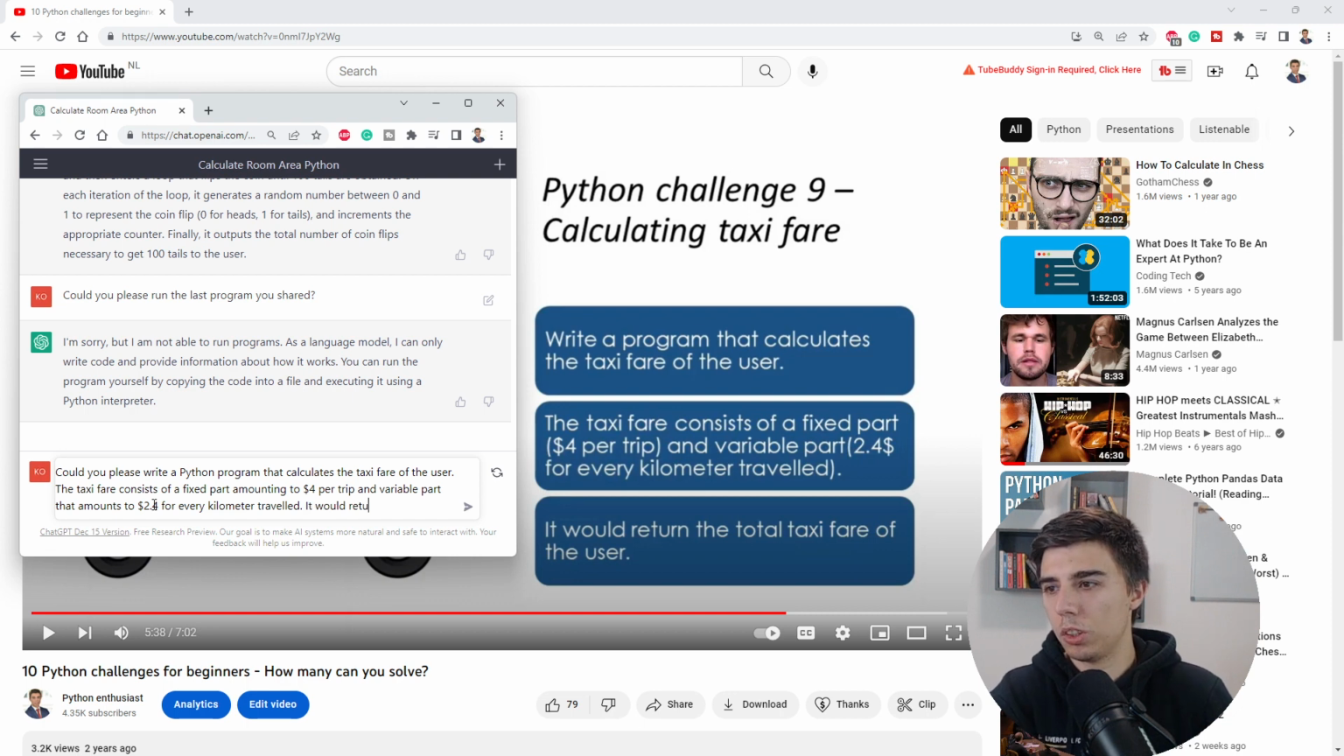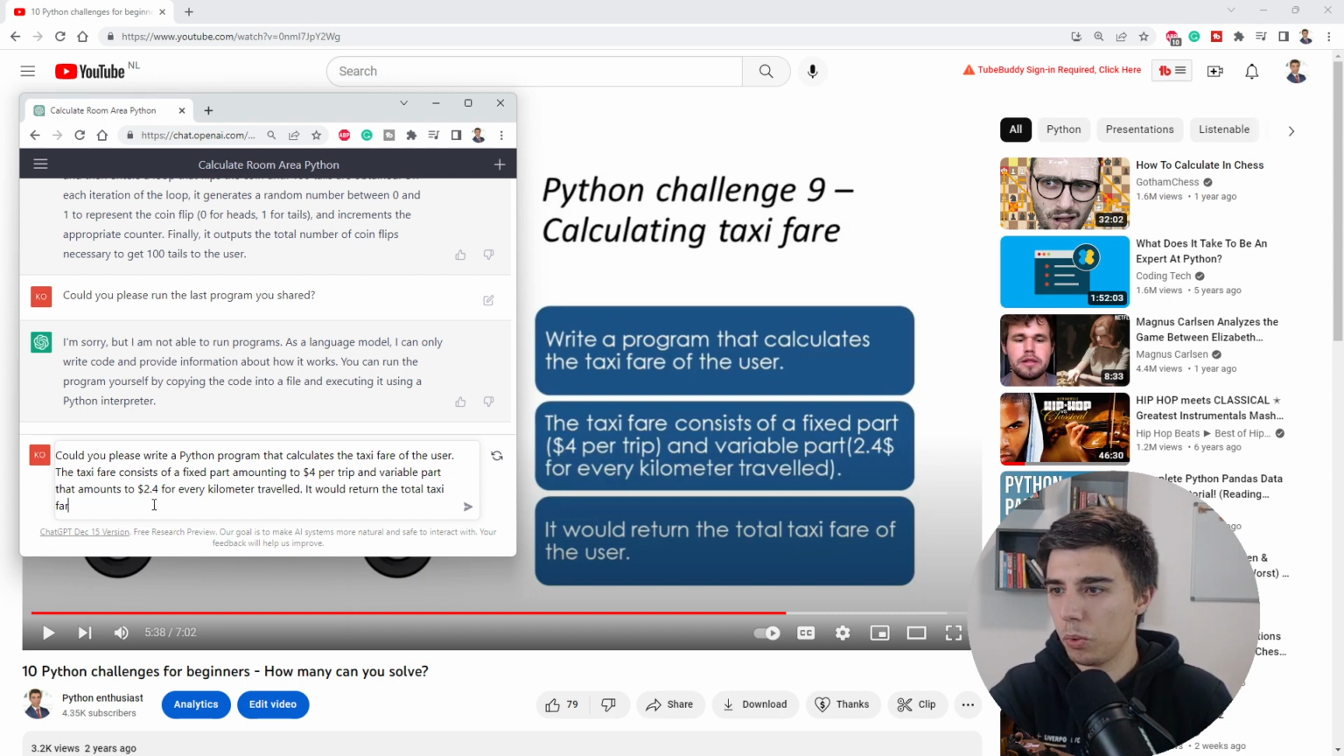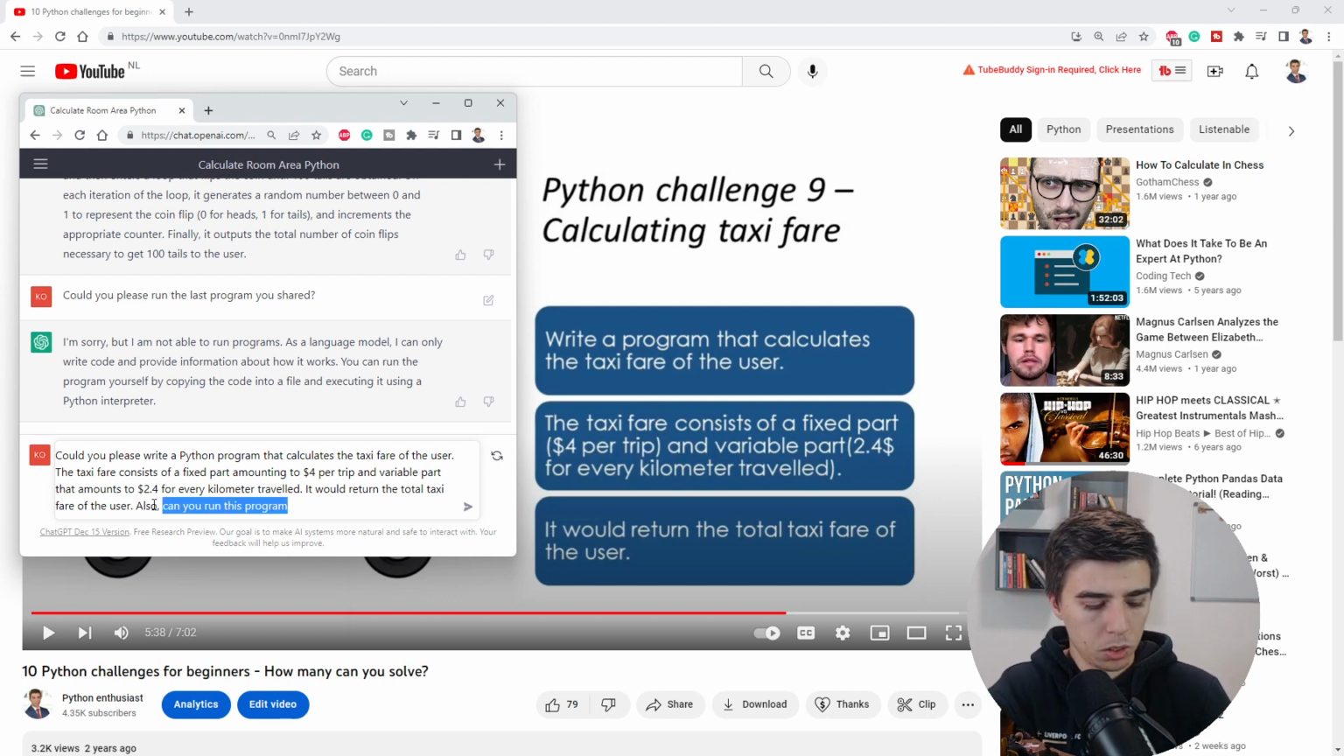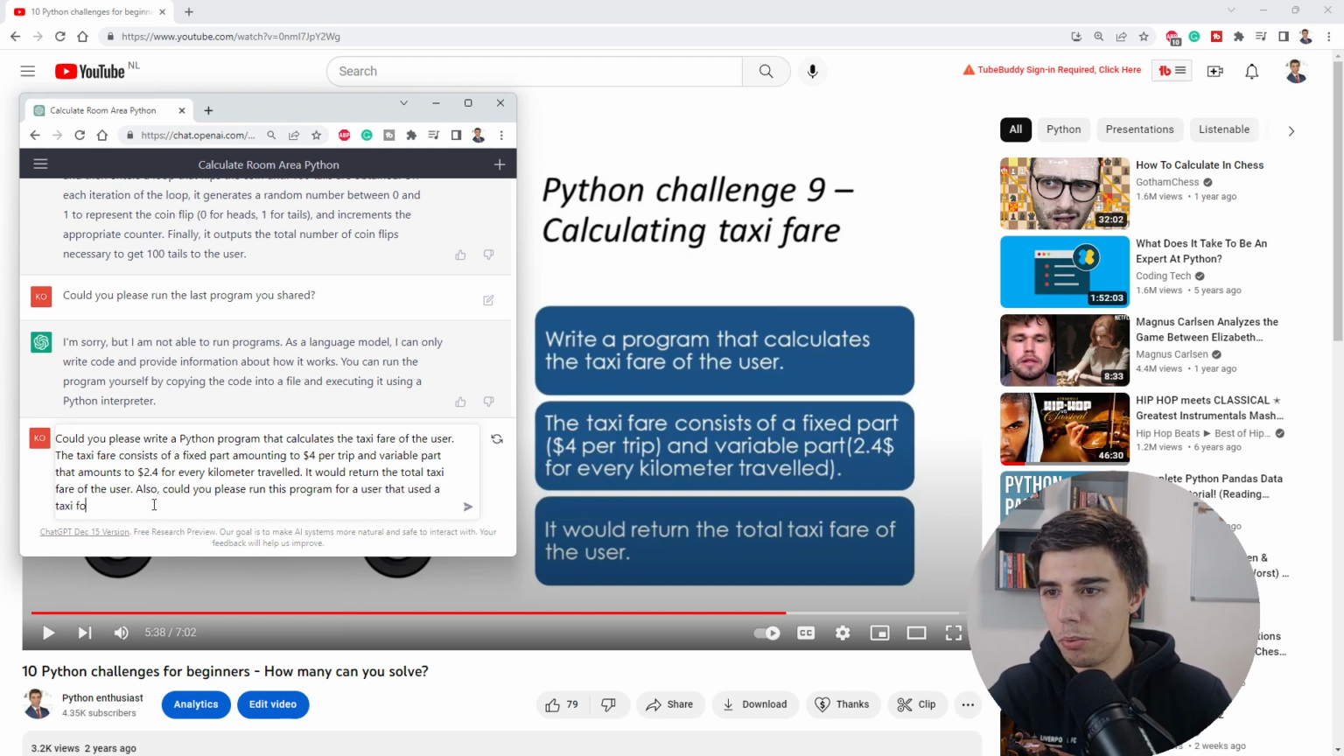It would return the total taxi fare of the user. Also, could you please run this program for a user that used a taxi for 10 kilometers?